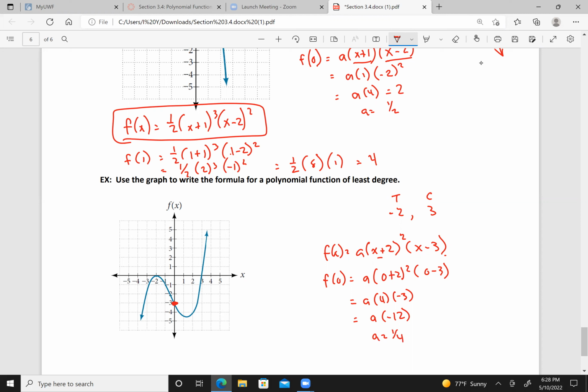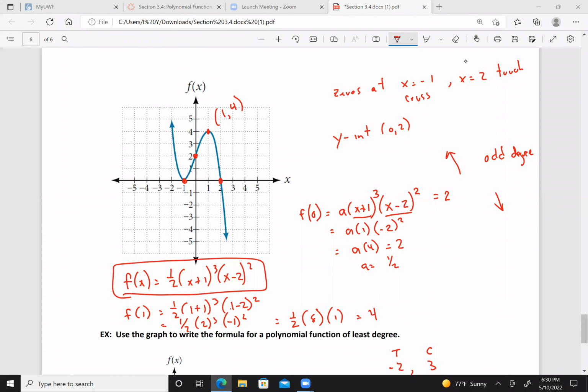So now I would have f of x equals 1/4 x plus 2 squared x minus 3. So let's go back up to this one, because there's something going on here. A should be negative for some reason, and it's not turning out to be so. So let's see if we got everything right.